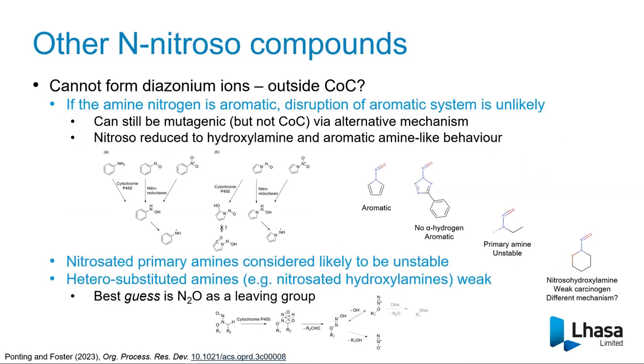It gets even weirder. There's a whole bunch of other N-nitroso compounds which can't form diazonium ions. So these are things like nitrosated pyrrole type nitrogens, where you're not going to break the aromatic ring apart. Nitrosated primary amines, which are unstable. Heterosubstituted amines, so if you've got an alkyl on one side, you can theoretically oxidize it there, but then you don't have a carbon-nitrogen bond left, so you can't have a diazonium leaving group. All of these, it could be argued, are probably outside the cohort of concern.